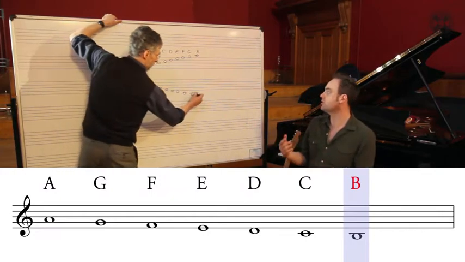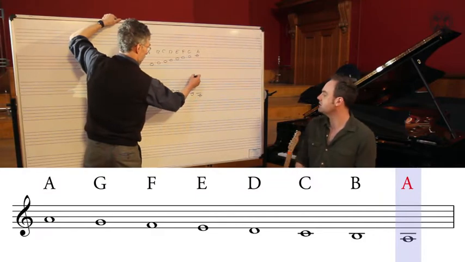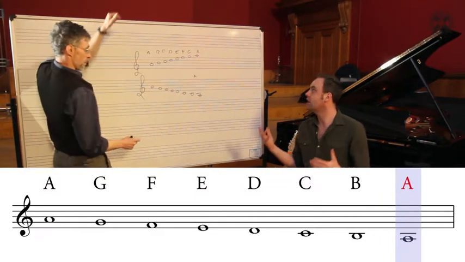And we can keep going with this. So the next thing is 2 ledger lines. And all we're doing is temporarily extending the stave when we do this, and this takes us back down to our A again.